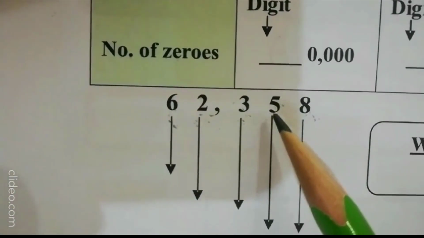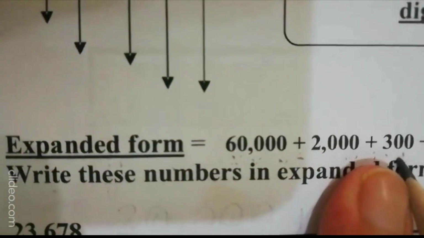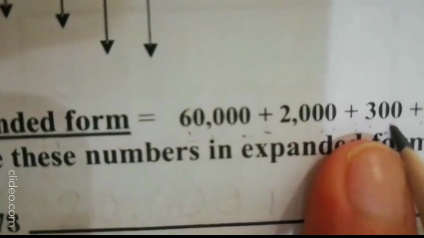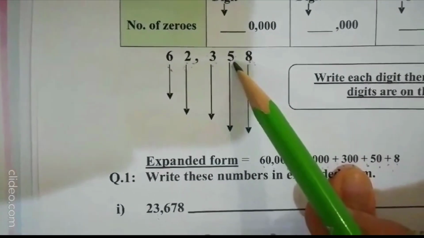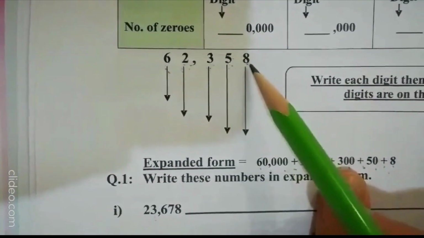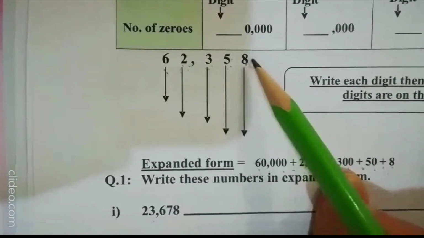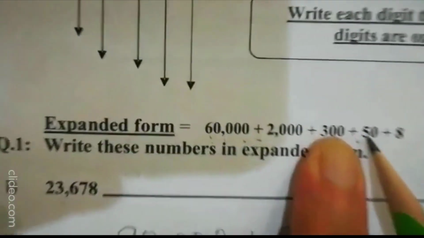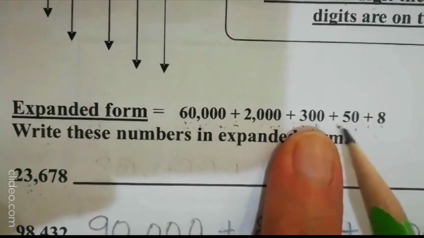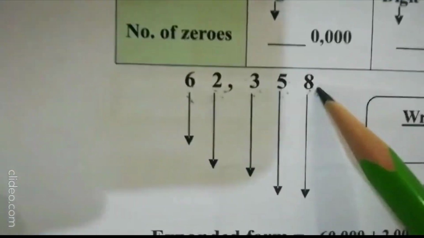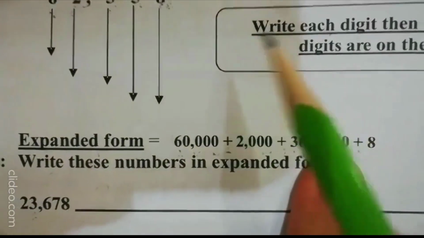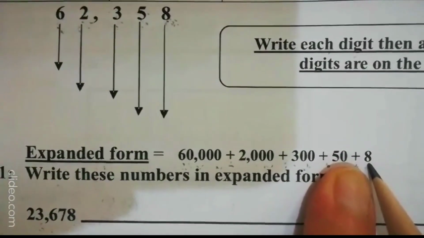Plus next digit is 3. Count the digits after 3. 1, 2. So put 2 zeros with 3. It will become 300. Plus next digit is 5. How many digits are after 5? There is only one digit, 8. So put 1 zero with 5. It will become 50. Plus last digit is 8. There is nothing after 8, so 8 will come as it is.